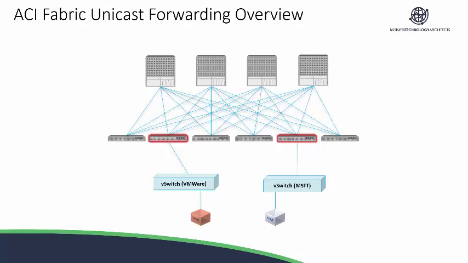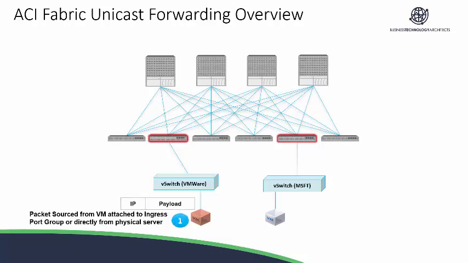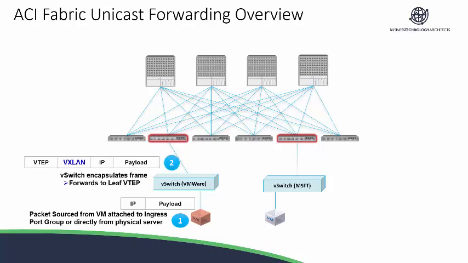So this diagram walks through unicast forwarding in the ACI fabric and illustrates VXLAN header manipulation in the process. VTEP header changes, ingress to egress encapsulation. Okay, we'll walk through this pretty quickly. The packet is sourced from a VM attached to the ingress port group or directly from a physical server. It is then encapsulated and forwarded to the leaf VTEP.